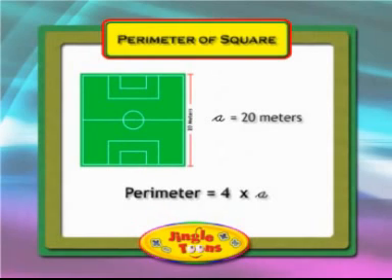So perimeter is equal to 4 multiplied by 20 meters, which means perimeter is equal to 80 meters. And since the side length is in meters, the perimeter of this ground is 80 meters.